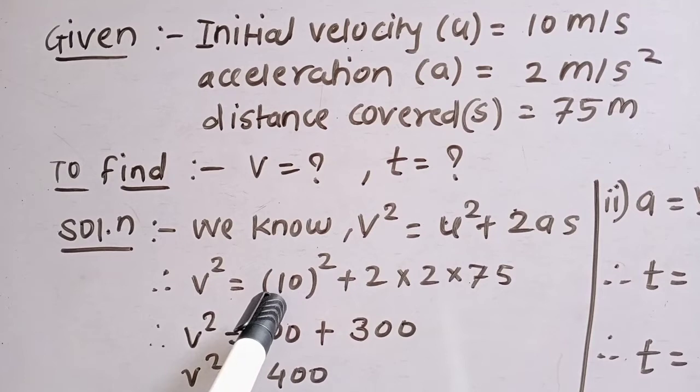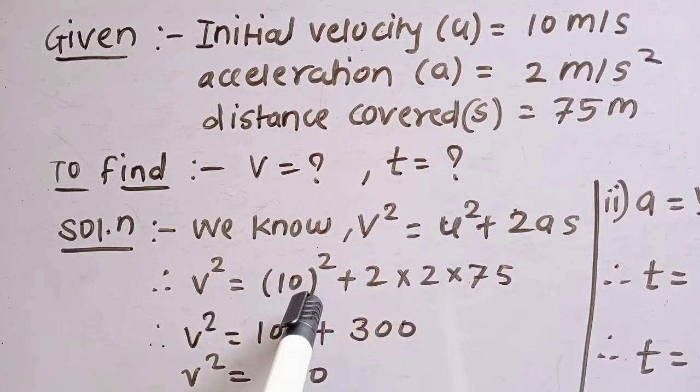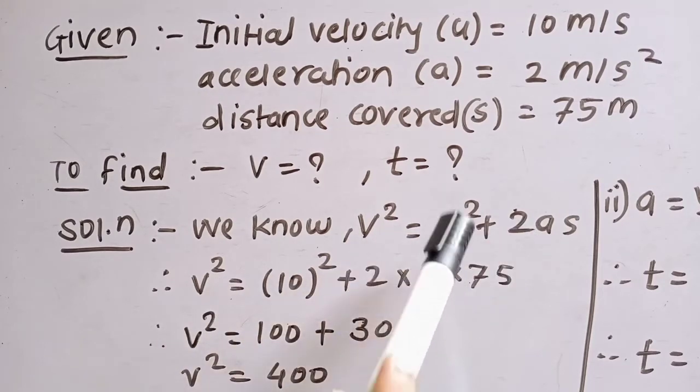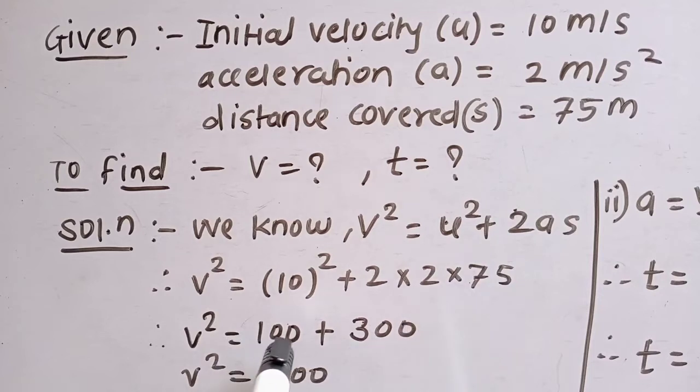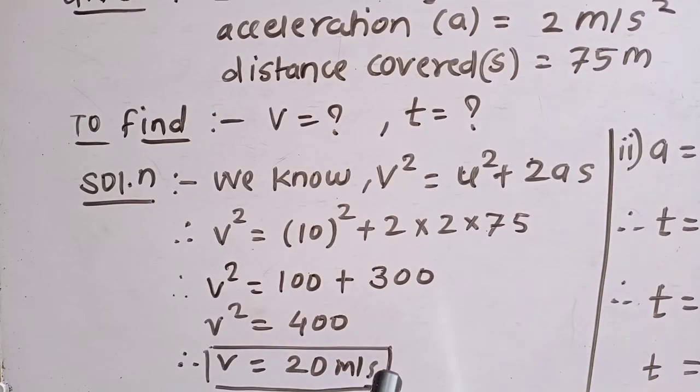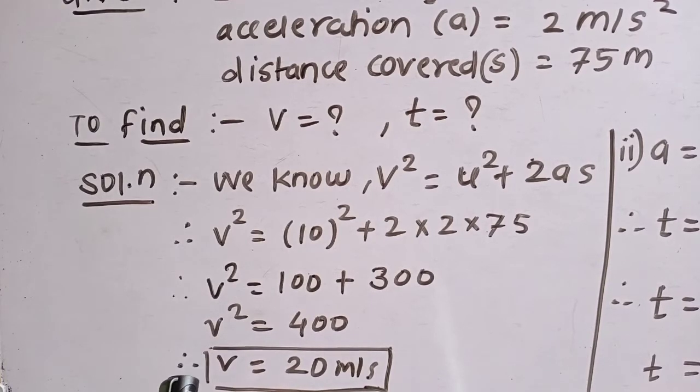So put the values. V square is equal to u means 10 square plus 2 into a, 2 into 75. So 10 square 100 plus 75 into 2 into 2 means 300. So 300 plus 100 is 400. So v square is equal to 400. By taking square root, we can get v is equal to 20 meter per second. So v is equal to 20 meter per second. Now we got v here. Now we have to find t.